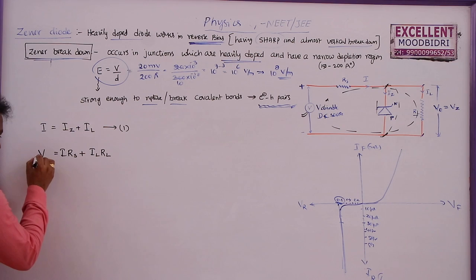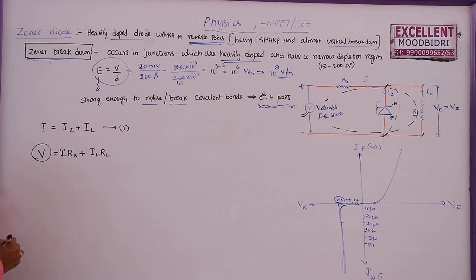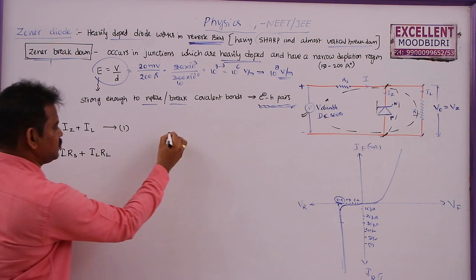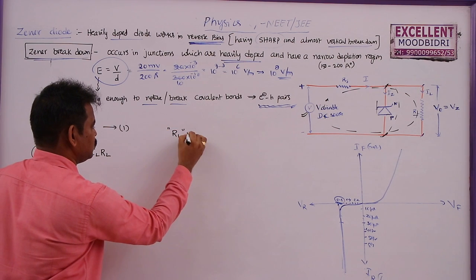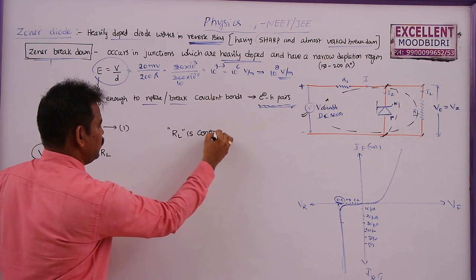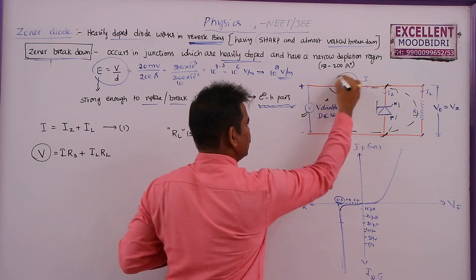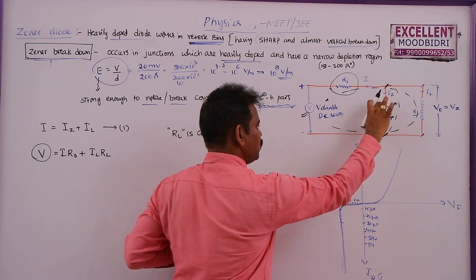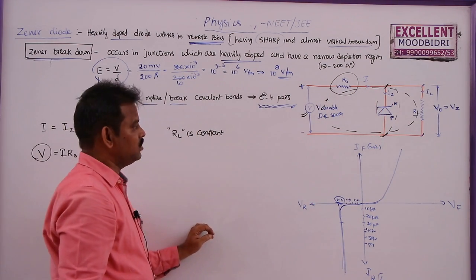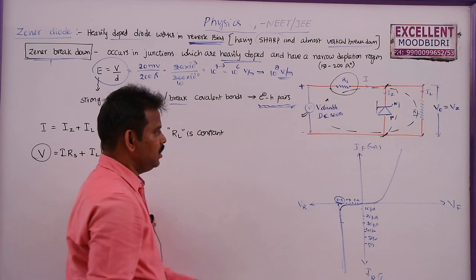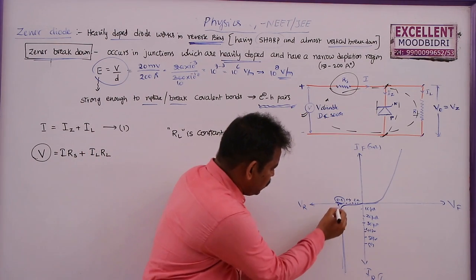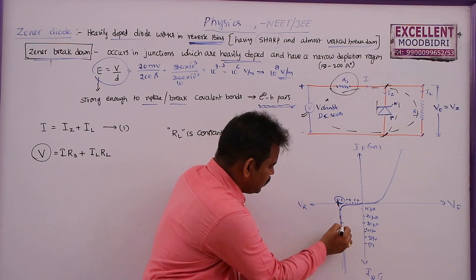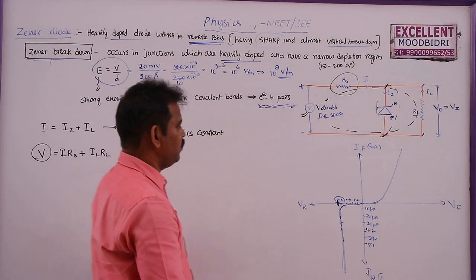Here, if V changes as RL remains constant, RL is constant here, we will choose this Rs such that initially the Zener diode will be in a breakdown region only. So Rs is chosen so that this will be in the breakdown region only. So almost it will attain this initially itself. That means it will be at a breakdown region.